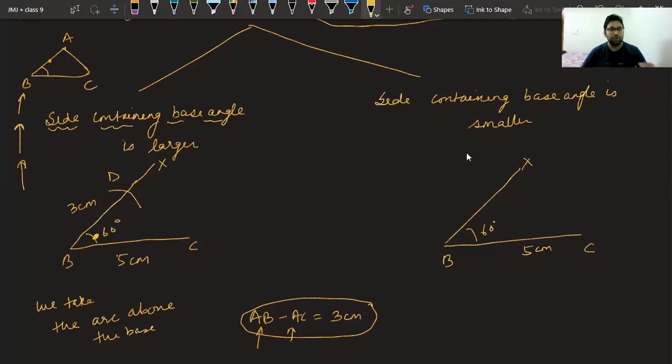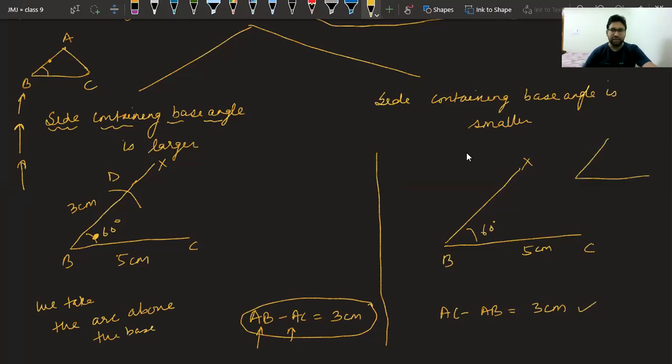Now, this was the first case. And similarly here, in case it is given to you that AC minus AB is equal to 3 centimeter, everything is the same. We have just changed the sides. Now tell me which side is larger. This time AC is larger.